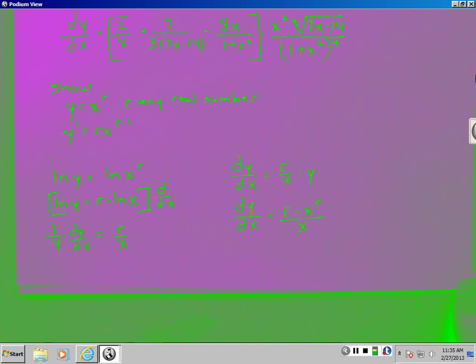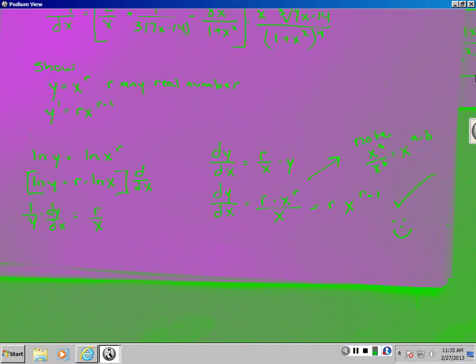What is x to the r over x? Like bases, if I have x to the a over x to the b, I write that as x to the a minus b. So here I have r x to the r minus 1. And we're happy, right? It's the same thing we got before by using the power rule. So note, if I have x to the a over x to the b, I write that as x to the a minus b. And that gives me the same thing.